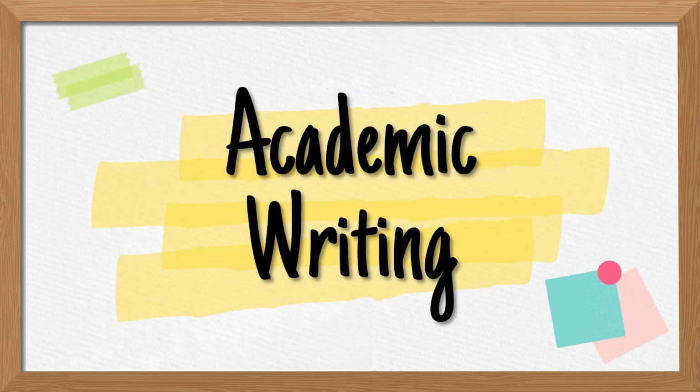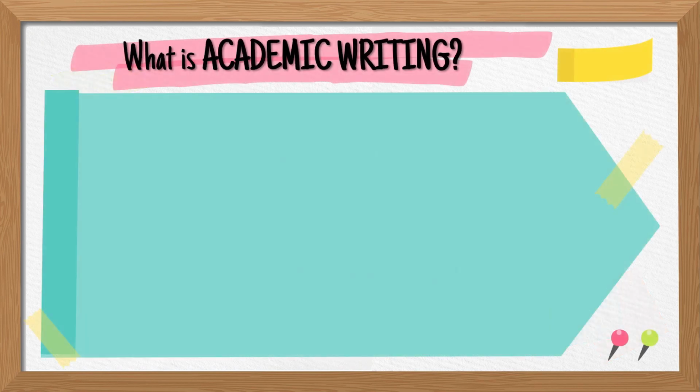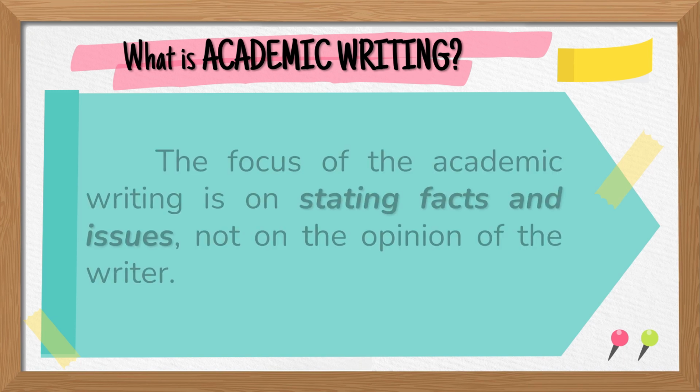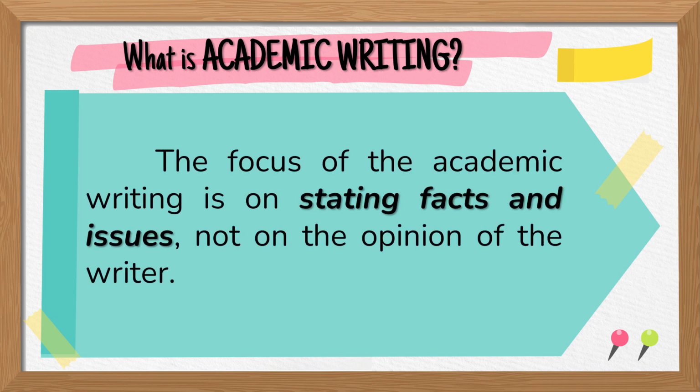Let's start our discussion with what academic writing is. When we say academic writing, it is any writing done to fulfill a requirement of a college or university. It also includes any writing assignment given in an academic setting. The focus of academic writing is on stating facts and issues and not on the opinion of the writer, unless it is followed by evidence or claim from another author that has the same stand or opinion as of the writer.